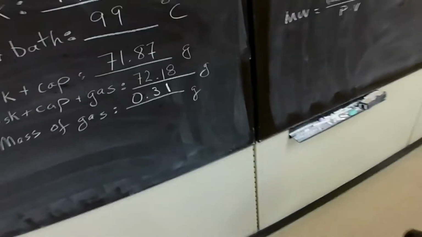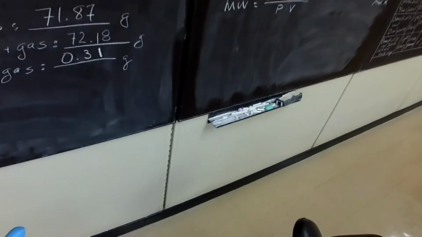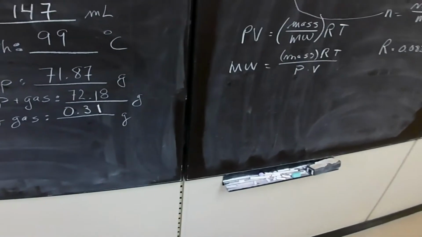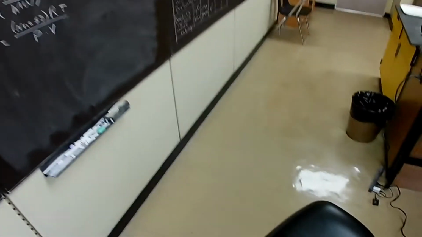0.31. Cheap chalk. Okay. Now, we've got all our data. So, what are we going to do? Well, we got to do some conversions, don't we? All right, I still got time before my next required meeting.